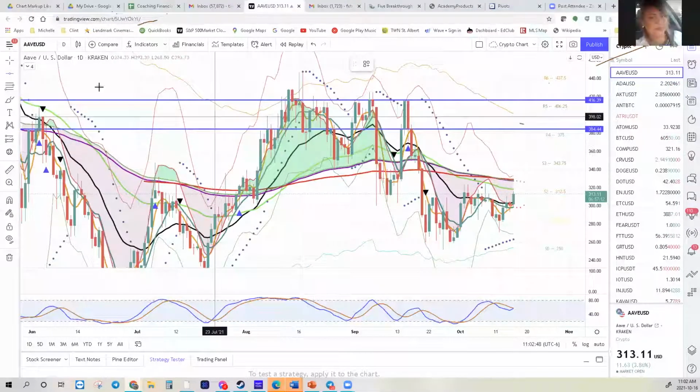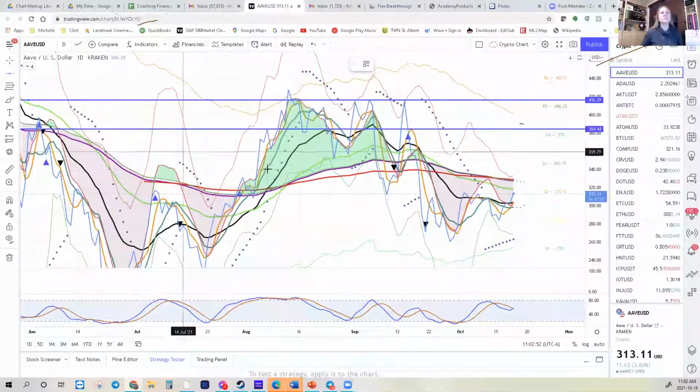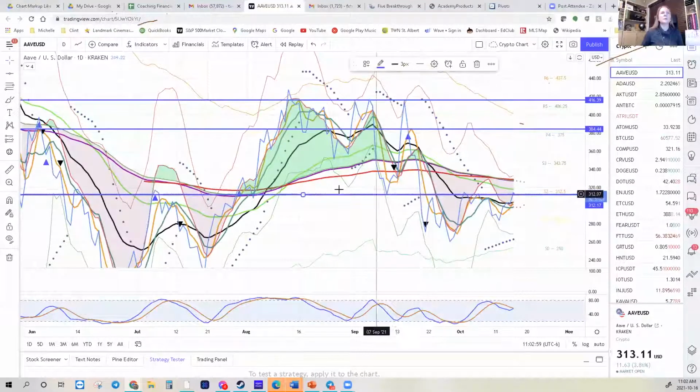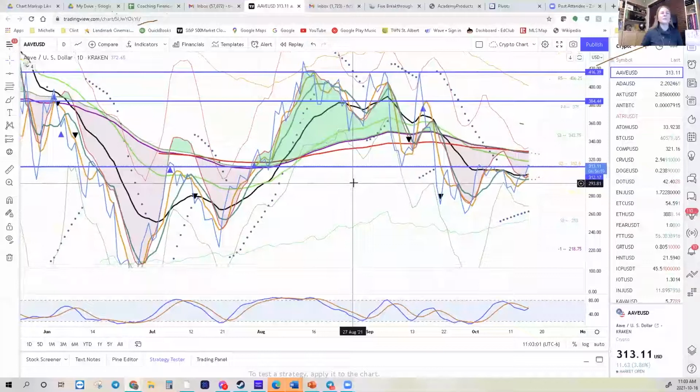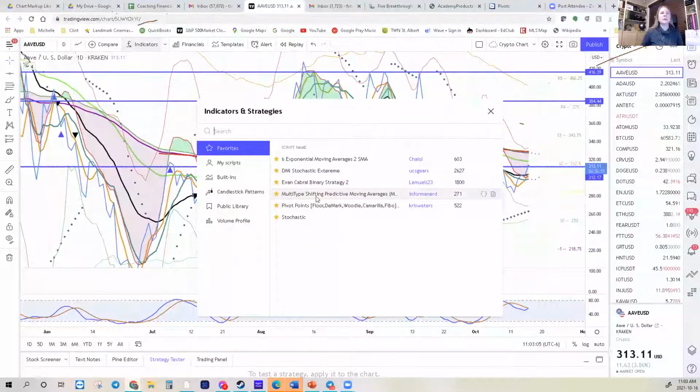Do you prefer the Ichimoku cloud on cryptos? Sorry? Is this the Ichimoku cloud? It's not, it's just a different indicator that I've used in the past. This is called the multi-type shifting predictive moving average. Oh, wow. I know, right?